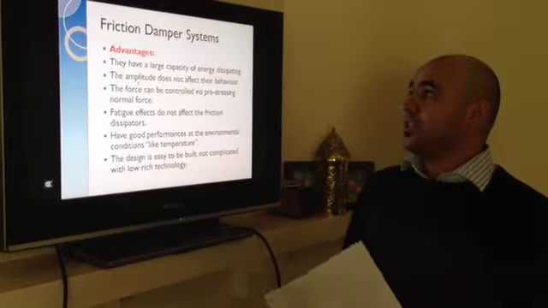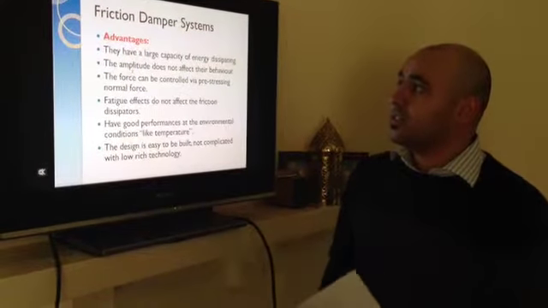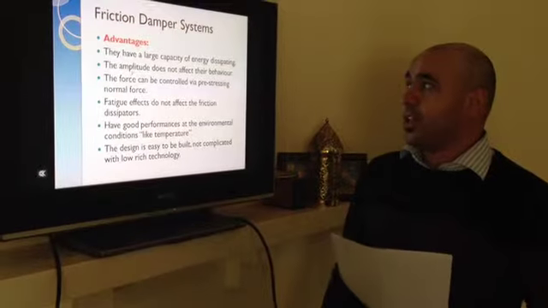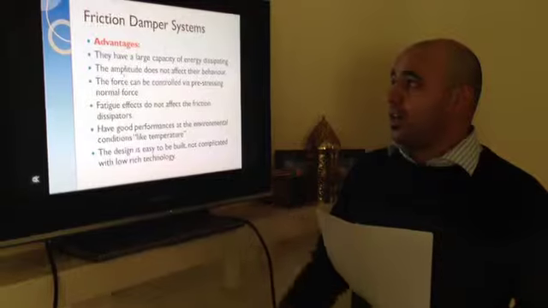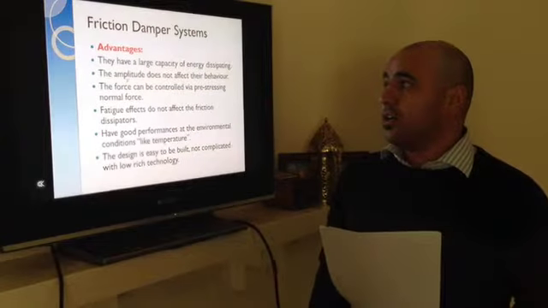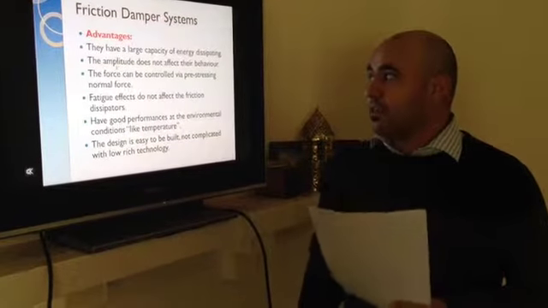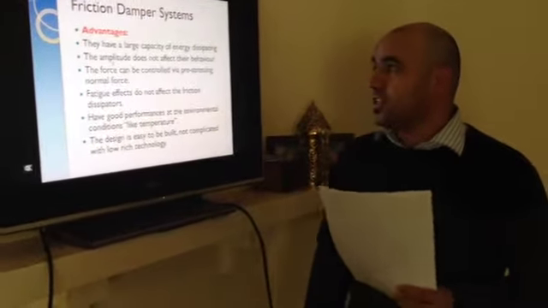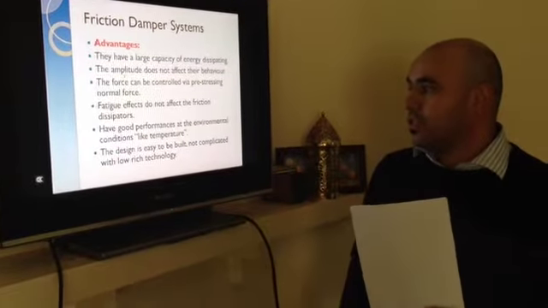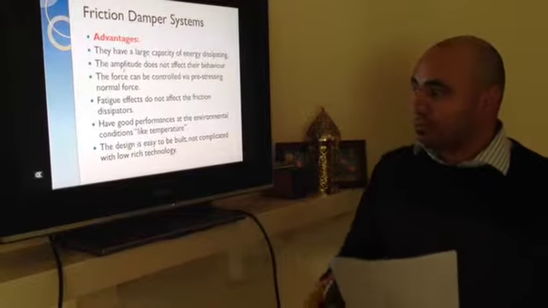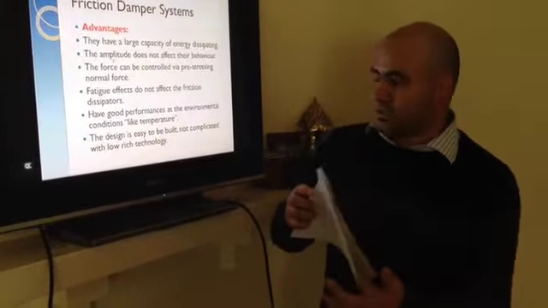Damper systems have many advantages and fewer disadvantages. I would like to express the advantages: they have a large capacity of energy dissipation. Moreover, the amplitude does not affect their behavior. The force can be controlled via pre-stressing normal forces. One good thing is that the design is easy to build and not complicated, requiring low technology.